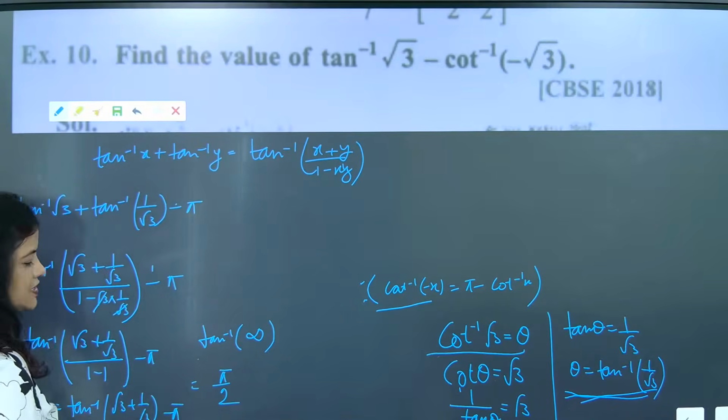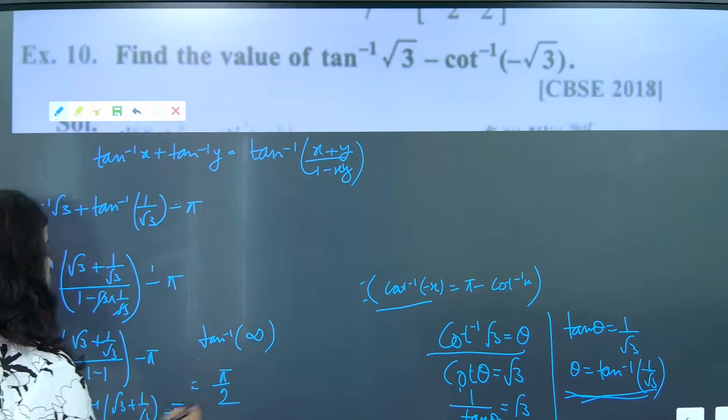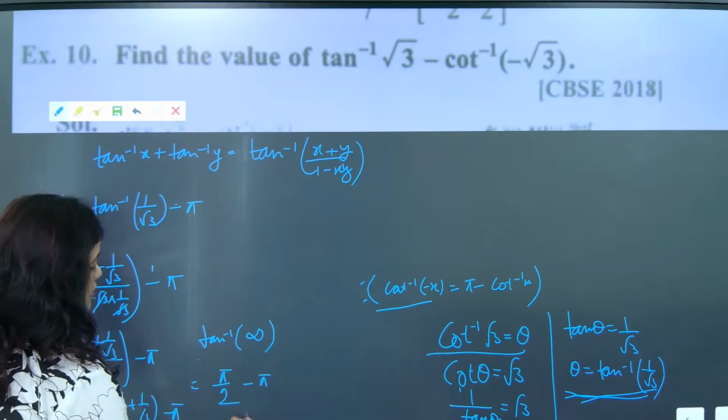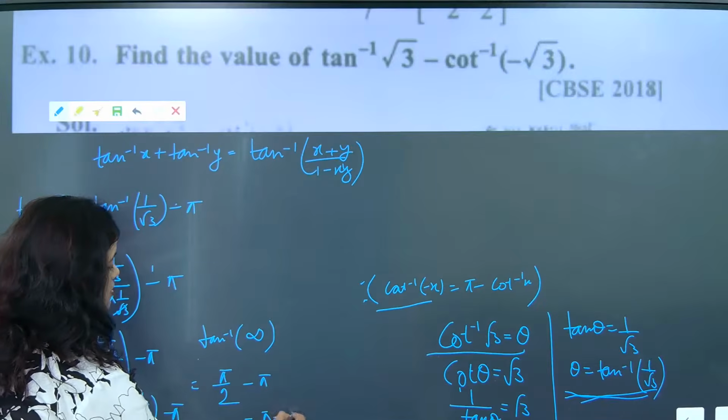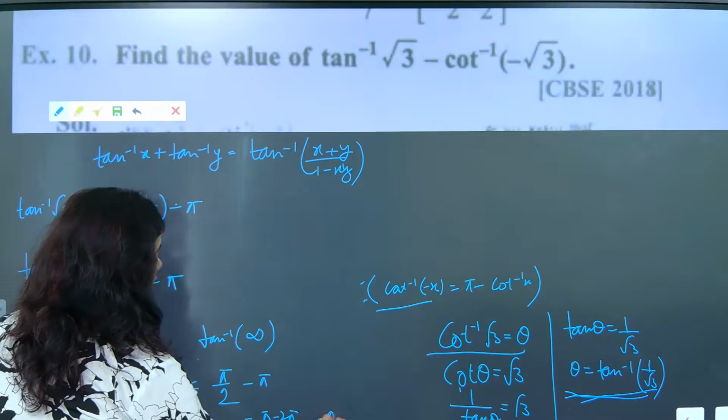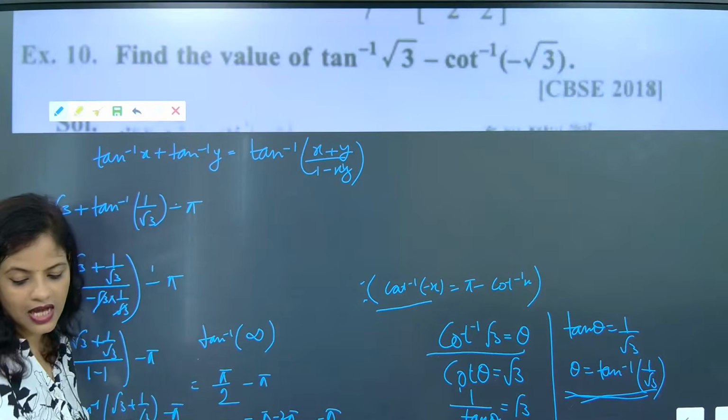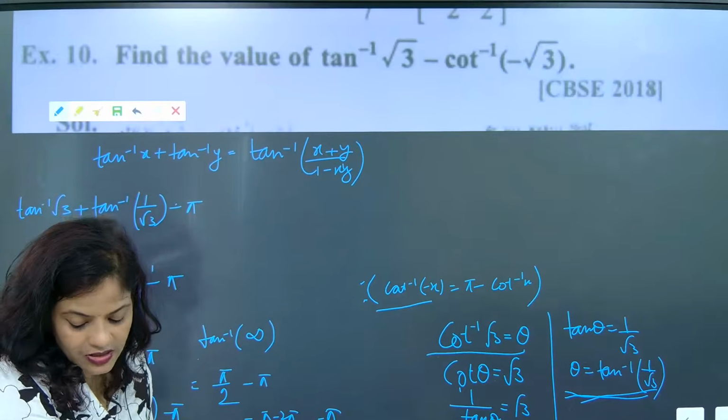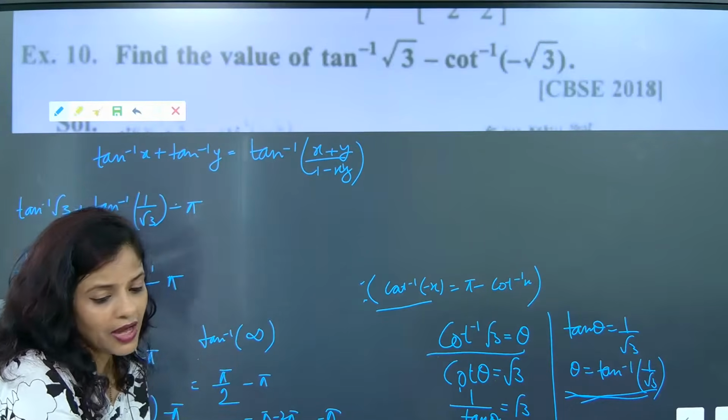Already minus pi is there. Tan inverse infinity minus pi, so it will come as pi by 2 minus pi, which is pi minus 2 pi by 2. It will come as minus pi by 2. The final answer will be coming as minus pi by 2.